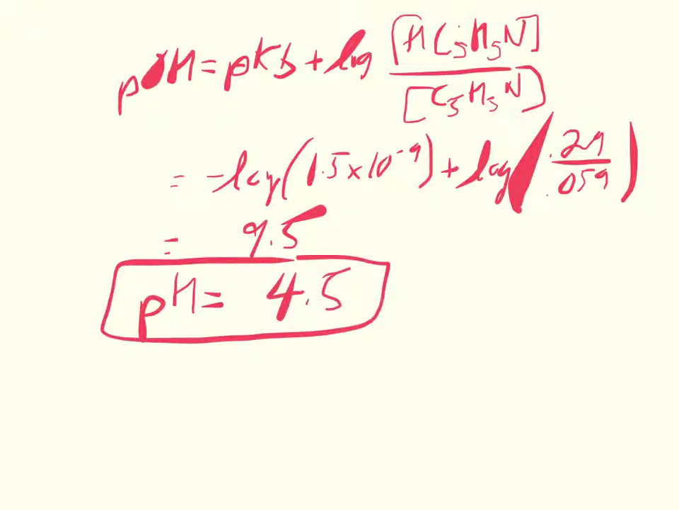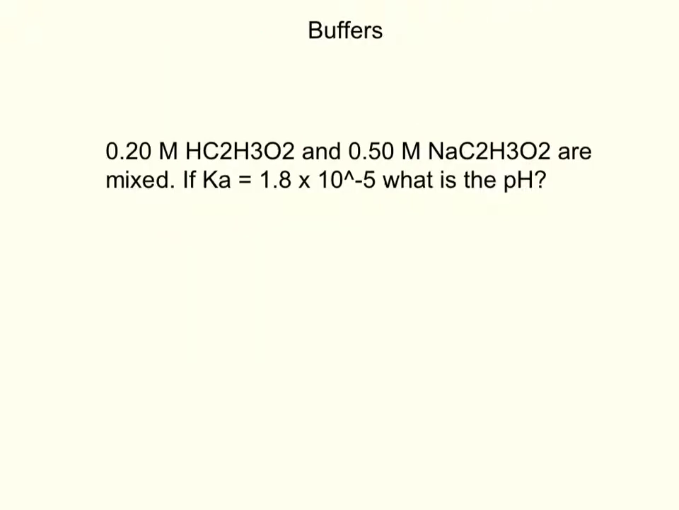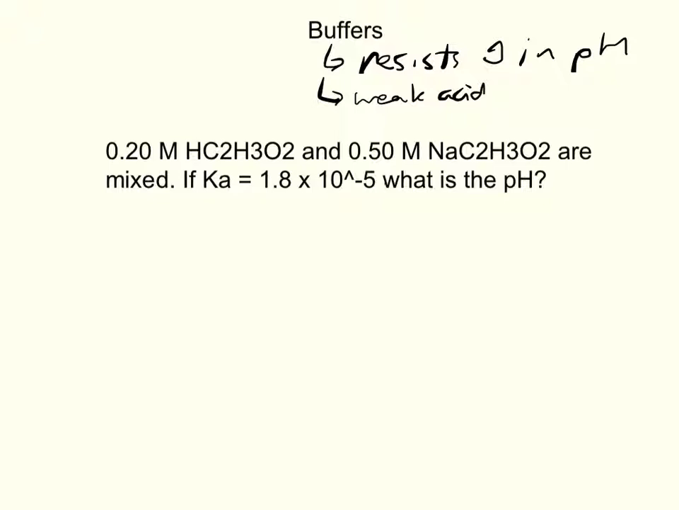Boom. Which makes sense. I had an excess of this. The pH does not change as much because there's a weak base present. And what is that? It's called a buffer. A buffer resists change in pH. The way it works is you have a weak acid and its conjugate base present. So an example is right here. 0.2 molar of acetic acid and 0.5 molar of sodium acetate are mixed. If the Ka is this value, what is the pH?